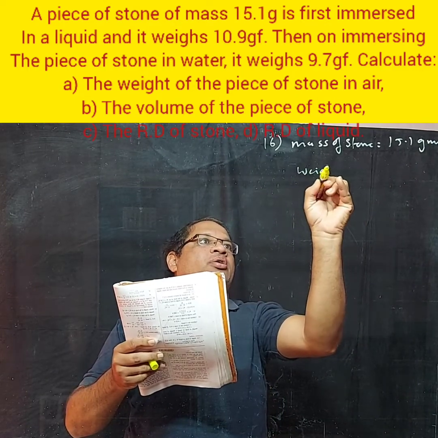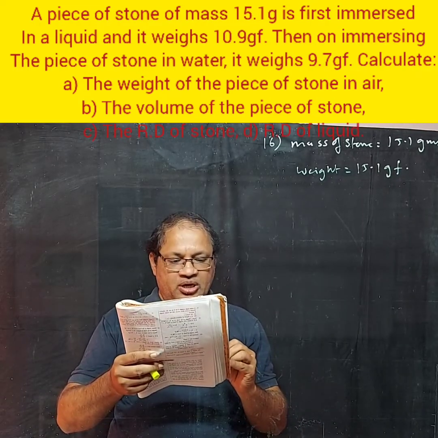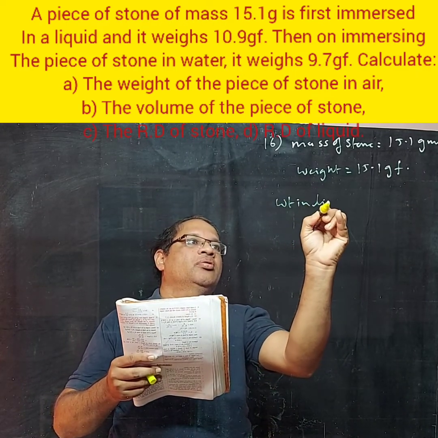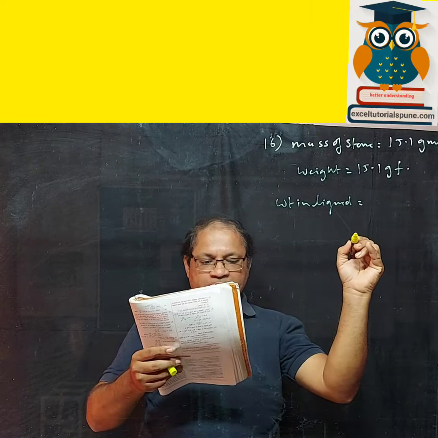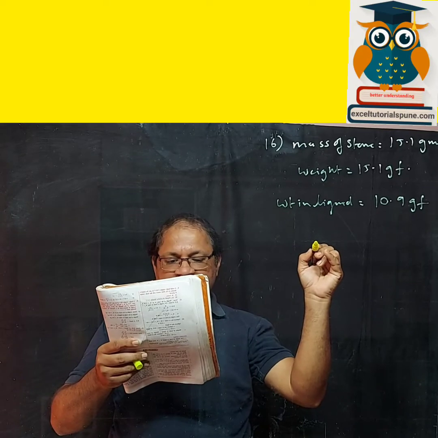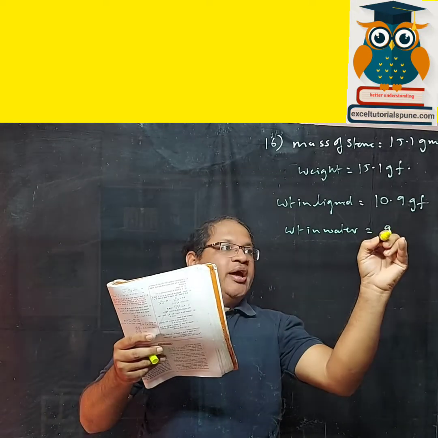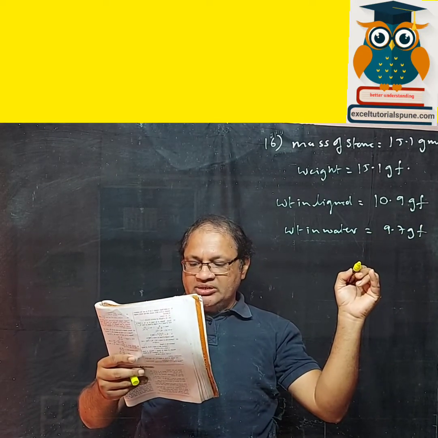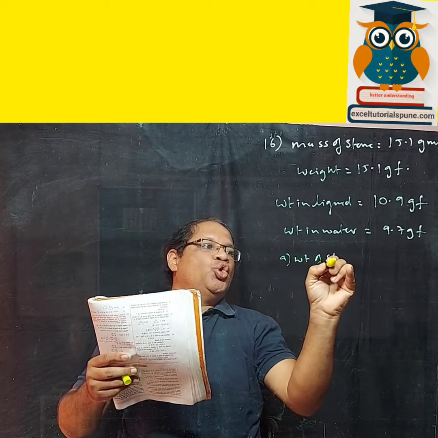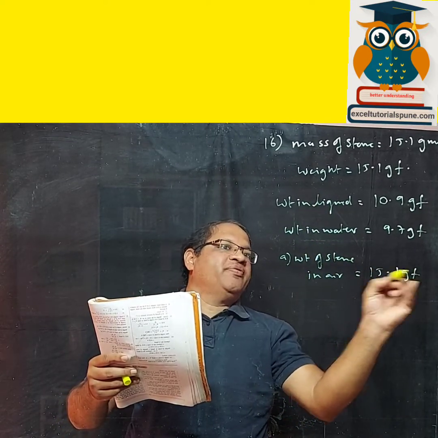So weight will be what? 15.1 GF. Okay. Then first immerse in liquid. So weight in liquid is given 10.9 GF. Then they have given weight in water is equal to 9.7 GF. Now they are asking calculate the weight of the piece of stone in air. So weight of stone in air we already found out 15.1 GF.